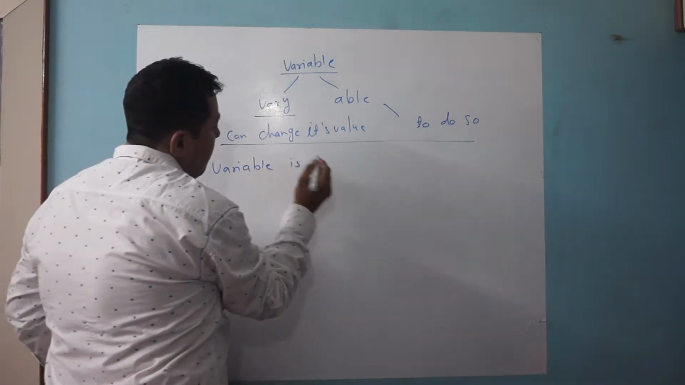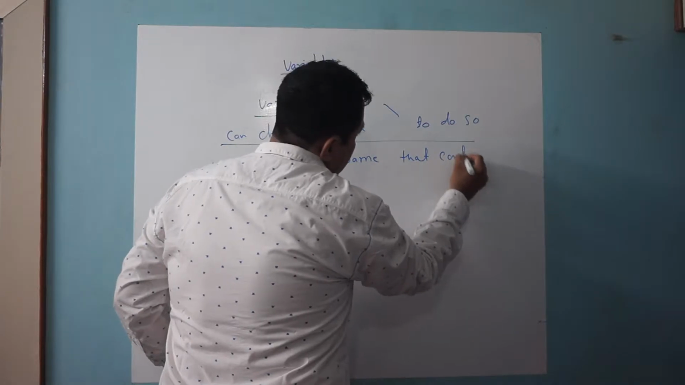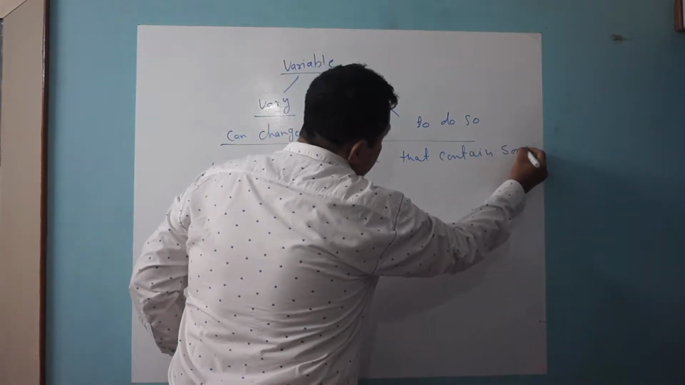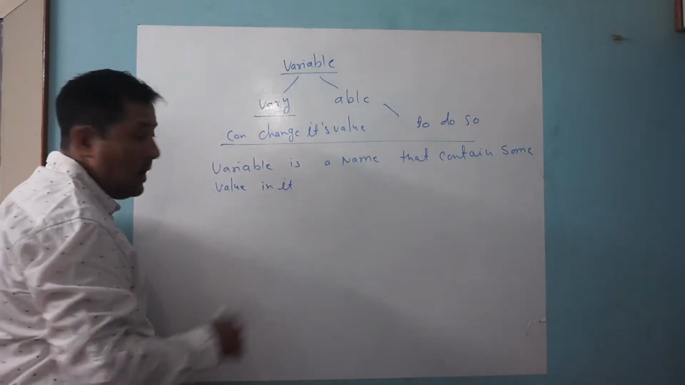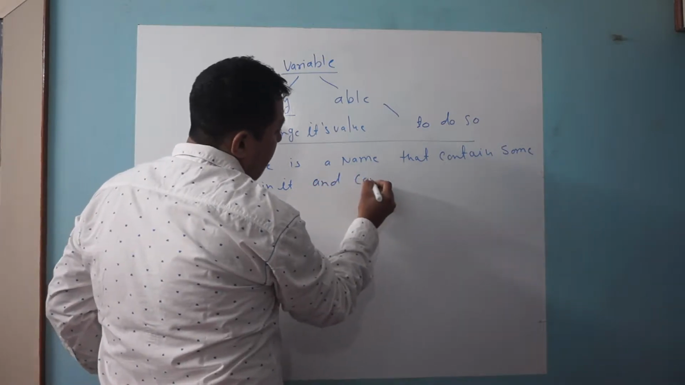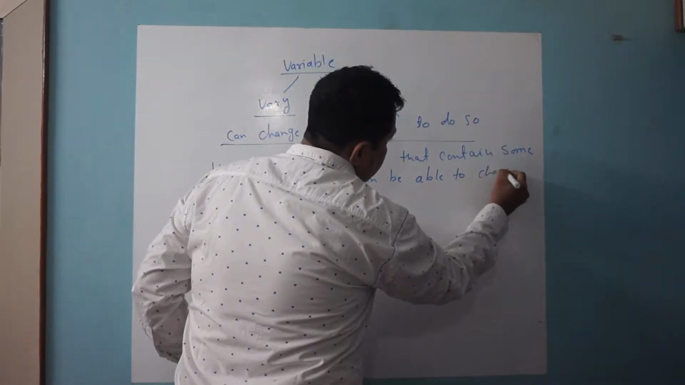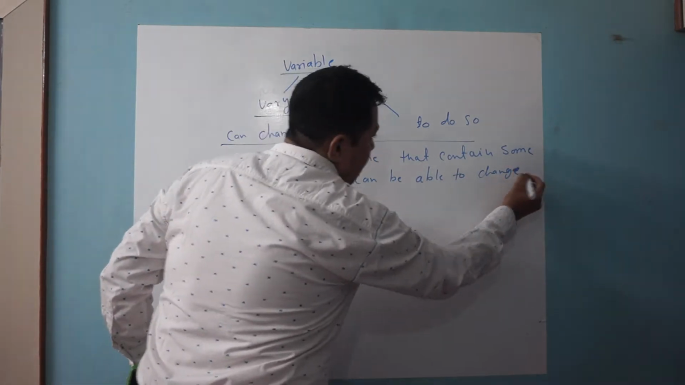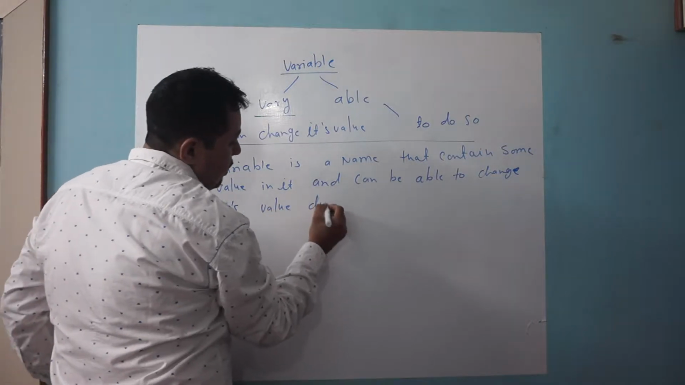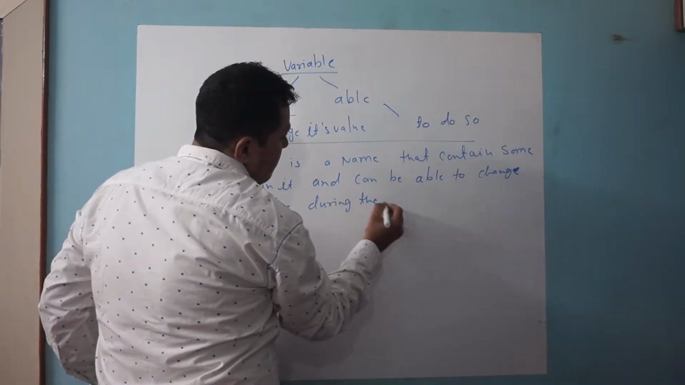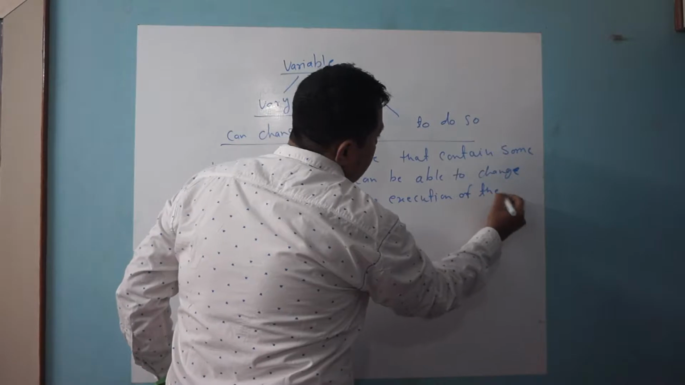That means a variable is a name that contains some value in it and is able to change its value during the execution of the program.